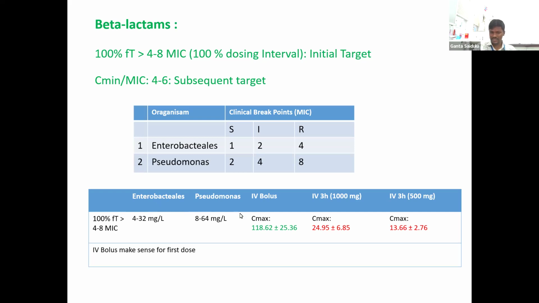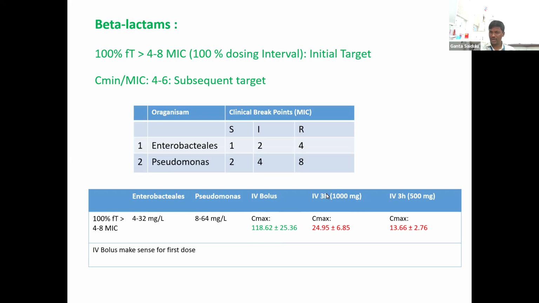If I calculate the Cmax from the literature for these two organisms, the Cmax is 118 plus or minus 25, so if I give an IV bolus, I can achieve 118. The actual required target is 4 to 32 for Enterobacterales, and for Pseudomonas we require 8 to 64. With an IV bolus I'm achieving 118, more than the required target, almost double, in a much faster time.